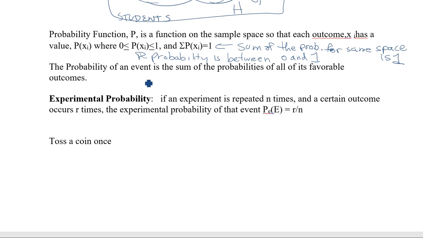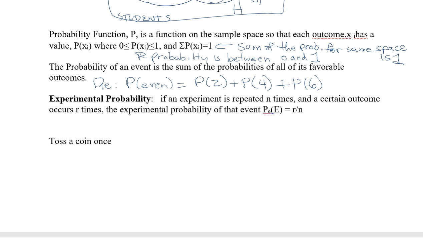The probability of an event is the sum of all of the probabilities of its favorable outcomes. And so, for example, when we looked at the die, the probability of getting an even would equal the probability of getting that 2, plus the probability of getting that 4, plus the probability of getting that 6.